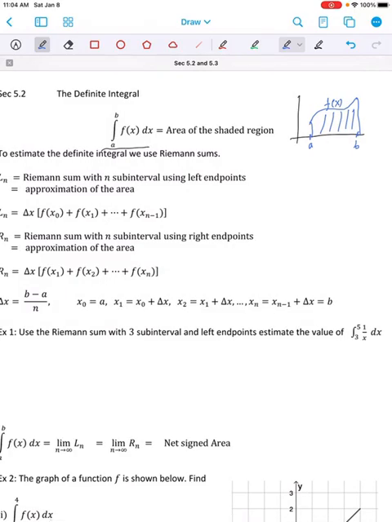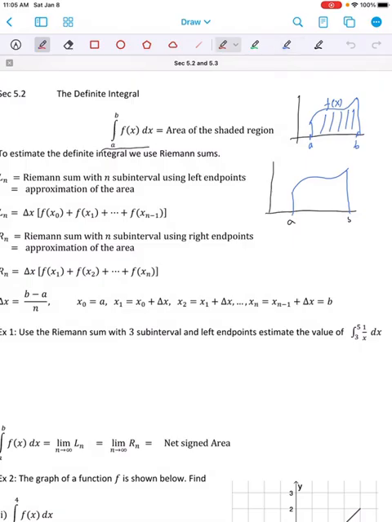If you recall, in Calc 1 you learned that we can estimate this area by using the Riemann sums. So what were the Riemann sums? You must have learned two types of Riemann sums. One is the left Riemann sum, and the other is called the right Riemann sum. Basically, the left Riemann sum uses the left endpoints and the right Riemann sum uses the right endpoints.